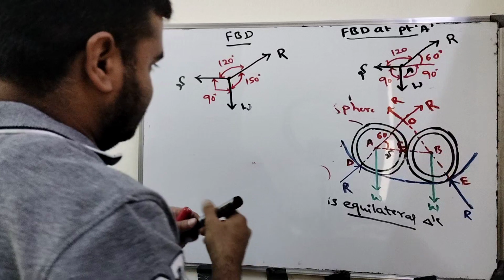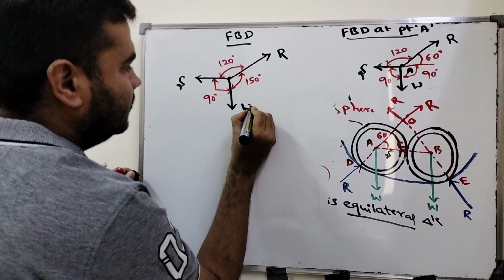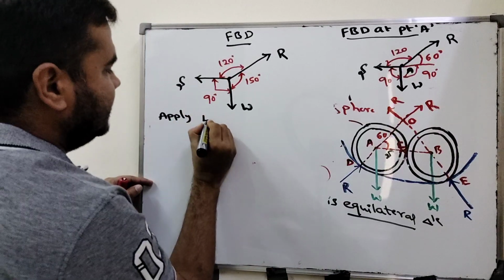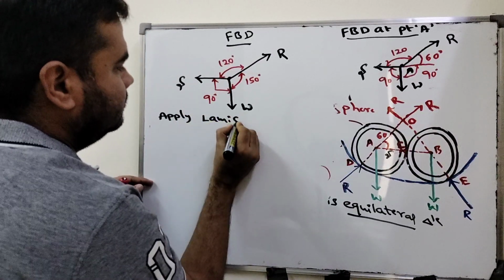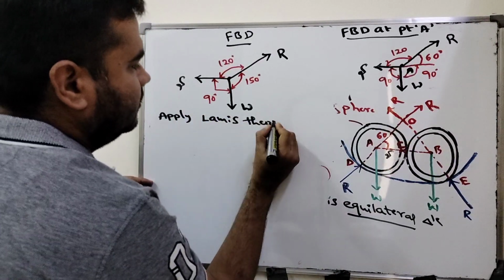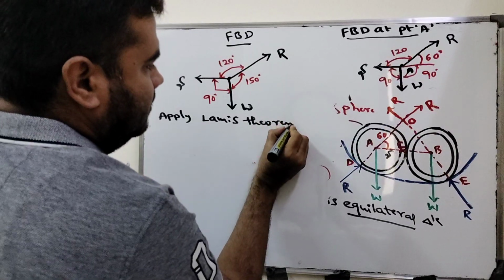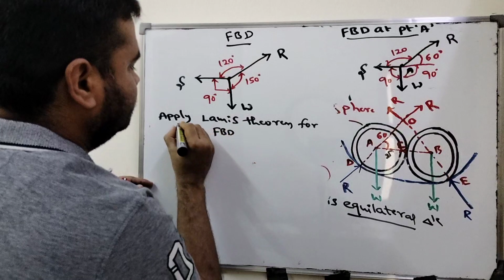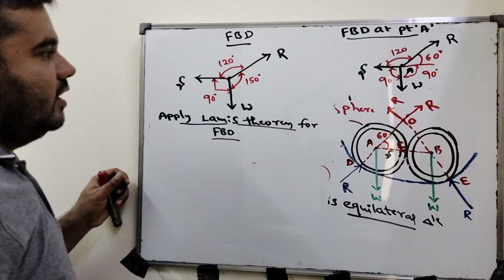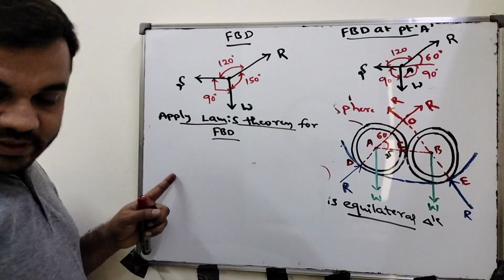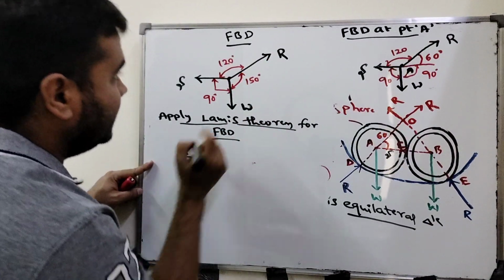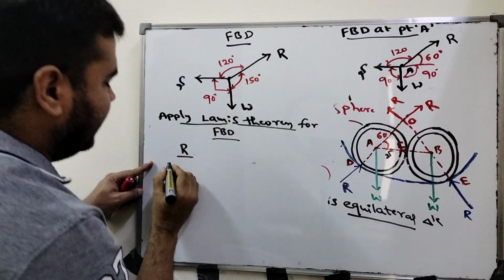Now apply Lami's theorem to this one, for the above FBD, free body diagram. Okay, now we will go one by one here. So one by one, how much is there? First R. R is the one reaction, divided by sine of.